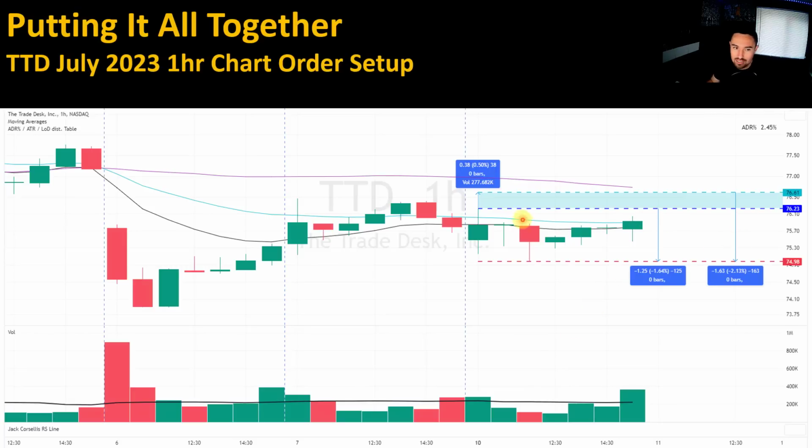So imagine here, targeting it through the high of the trigger bar, stop loss set below, so 76.23, and then the limit on the buy stop here, 0.5%, so 76.61. Max risk on the trade would be 2.13%, which would be $1.63 worth of risk. And the ADR percentage is 2.45%. Okay, it would be ideal if it was tighter. It's okay, it's still pretty tight at around 2.25%, but ideally it's even tighter. That's what you really want.